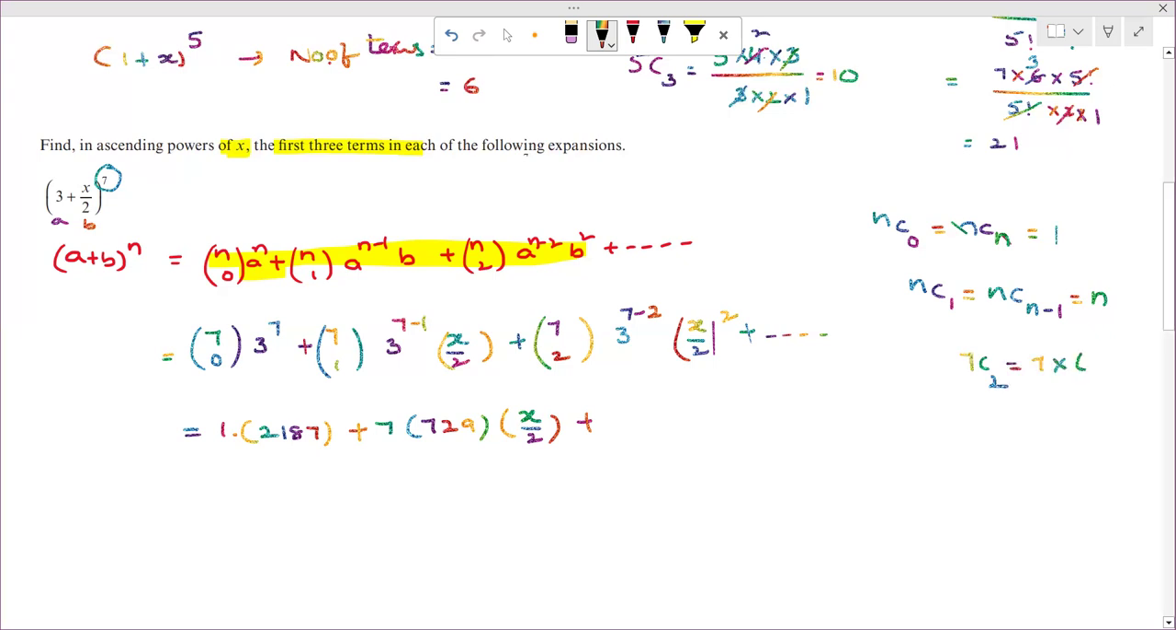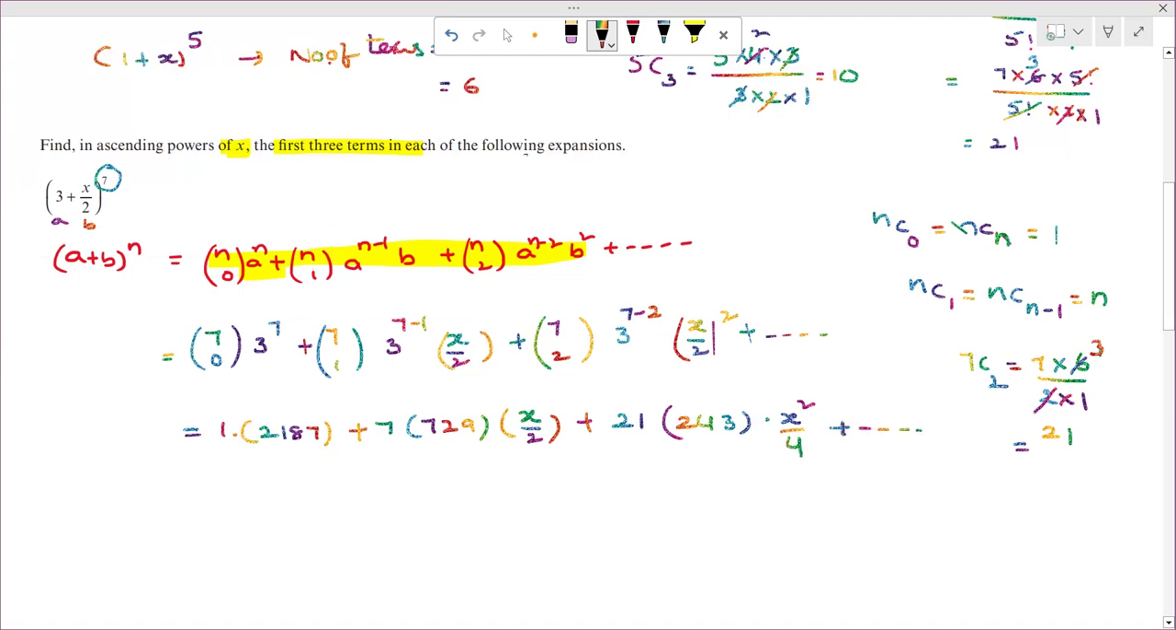7 into 6 over 2 into 1, so 2 times 3, it will be 21. So 21 into 3 to the power of 5. 3 to the power of 5 is 243. And x by 2 whole square means x square by 4. Now simplify this, plus so on.